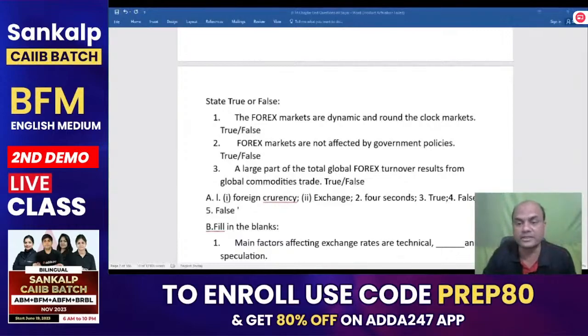So why has this happened? What is the Sri Lankan currency now? I think they call it the Sri Lankan rupee. Gone. Why? Government policies. Government policies always affect the forex market.